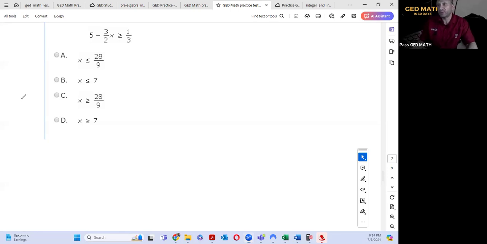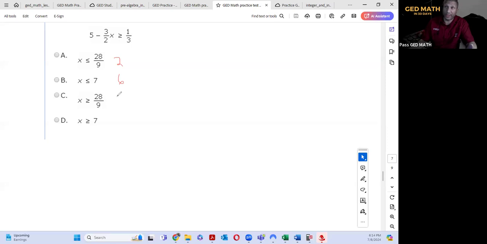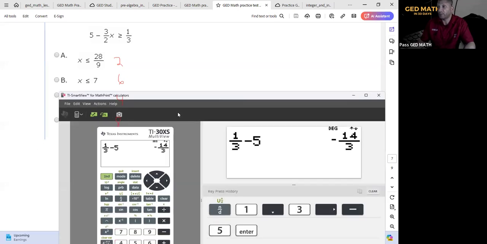Watch this. Since I can use the calculator, you should know 28 over 9 is a little bit larger than 3 because 27 over 9 is 3. So a number less than 3, 2. A number less than or equal to 7, 6. A number greater than or equal to 3 and 1/9, 4. A number greater than or equal to 7, 8. And then I'm going to use my calculator. Watch how easy this question becomes now.